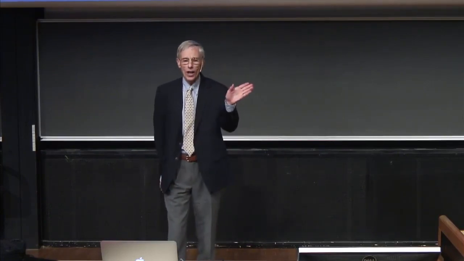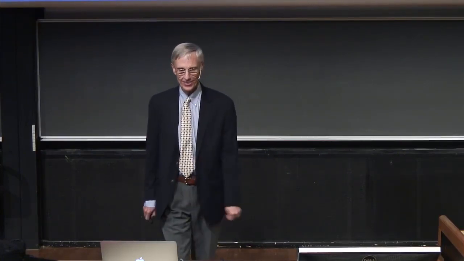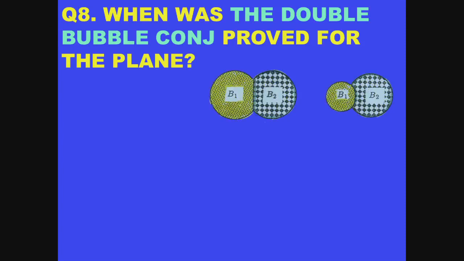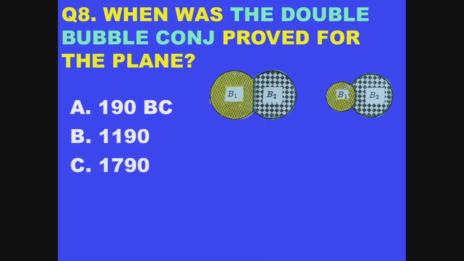But back to our contest, ladies and gentlemen. Question 8. We talked about the double bubble in space, enclosing and separating two volumes. What about the easier double bubble conjecture in the plane, where the best way to enclose and separate two areas is just 3 circular arcs meeting at 120 degrees? History question, when do you think that was proved? Ancient Greeks? Middle Ages? Time of Euler and the theory of calculus?